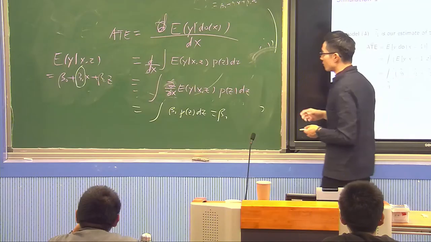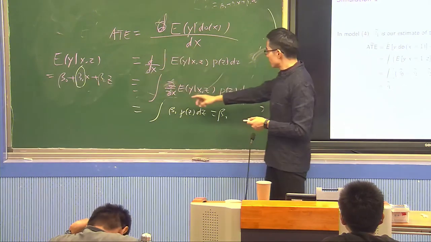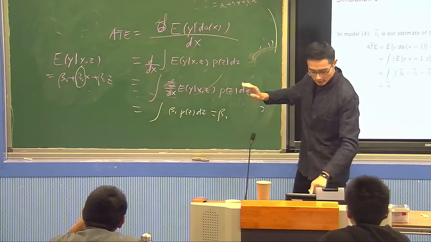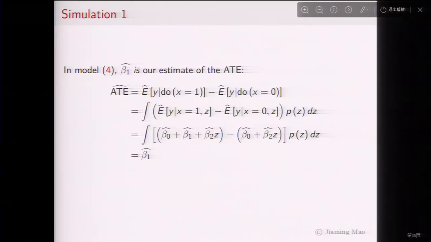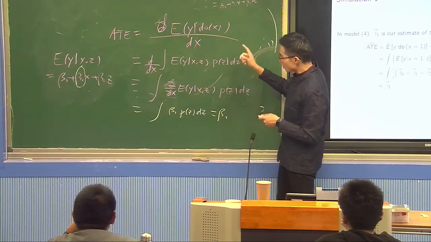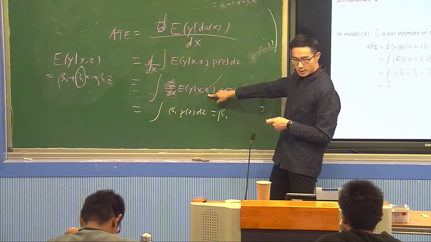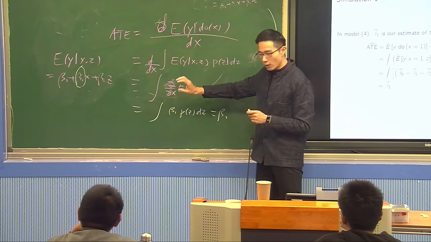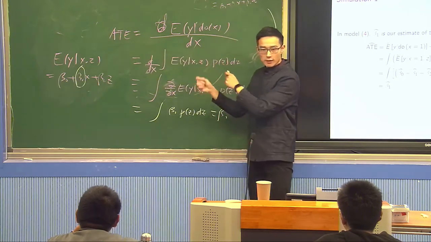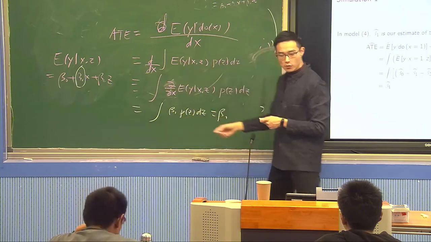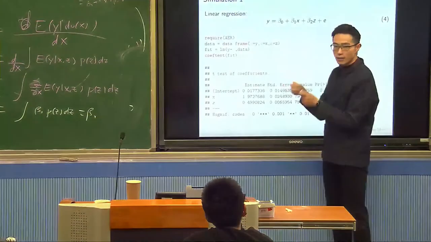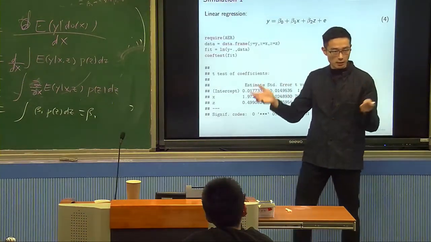So in summary, when we have a linear model, like this, this is not totally correct, but let me just say, when we have a model like this, the partial derivative of your E[Y | X, Z] with respect to X, which is beta 1, is actually your ATE. There's no need to do the integration. You just estimate this equation, and beta 1 is your final ATE.